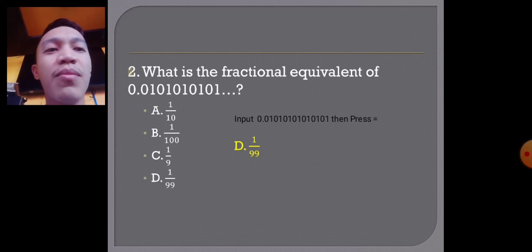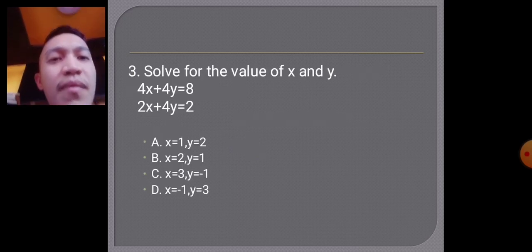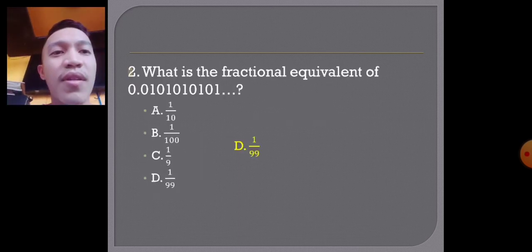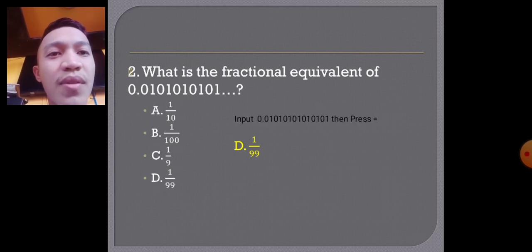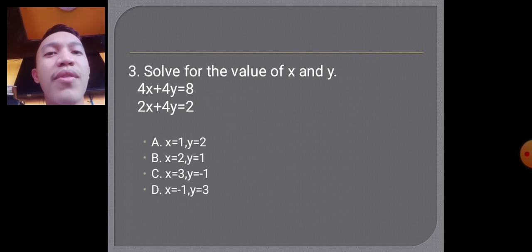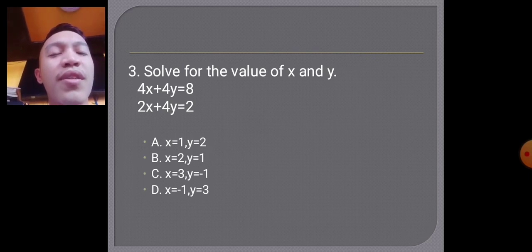Now for question number 3, solve for the value of X and Y. We have the given 4X plus 4Y equals 8, and 2X plus 4Y equals 2. We have there the choices below.